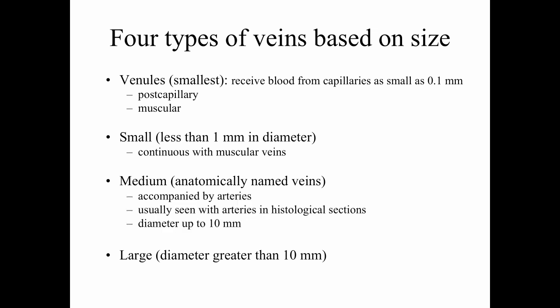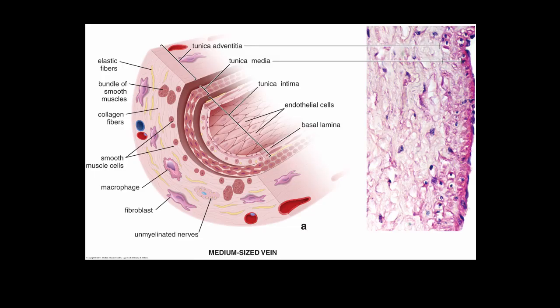The medium veins are anatomically named veins. They're usually accompanied by arteries in histological sections, and you usually see an accompanying artery and a vein together on a slide, and oftentimes the adventitia of the artery and vein will blend together. The medium veins might have a diameter up to 10 millimeters, and then of course the very large veins like the superior or inferior vena cava or the portal vein.